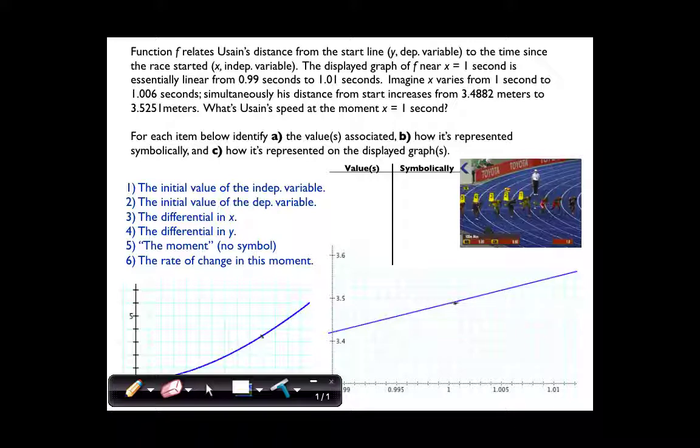Same symbols as we've had before. Just weird numbers. Not everything's nice round numbers, unfortunately, in life.